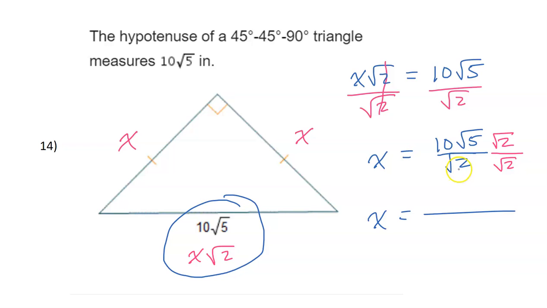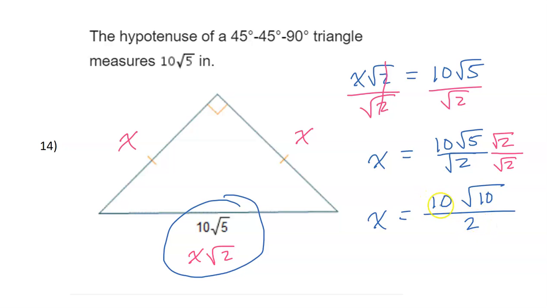So let's start with the denominator. Radical 2 times radical 2 is 2. That's something that you should have just memorized. A radical times itself is the number inside. Now, in the numerator, we'll just keep the 10, and 5 times 2 is 10. So radical 5 times radical 2 is radical 10.